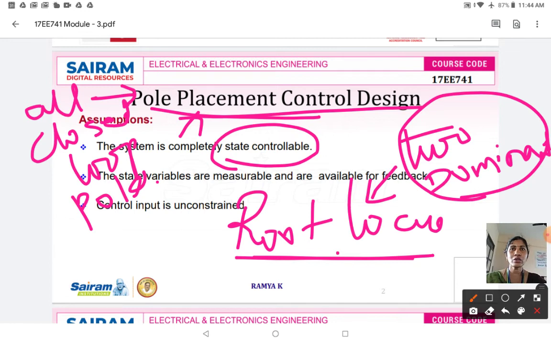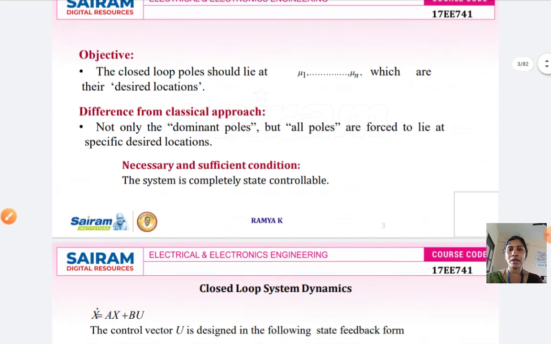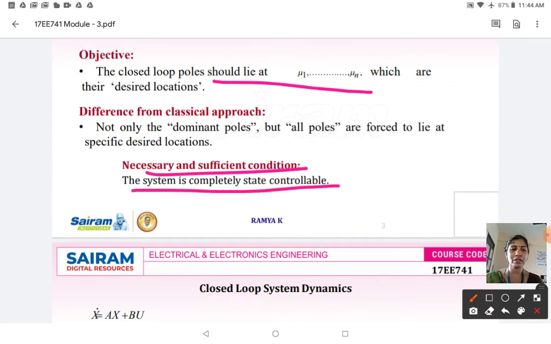And also there is a cost associated with placing your closed loop poles, because placing all the closed loop poles requires measurement and feedback of all the state variables of the system. Therefore, the cost is also important. Next, the closed loop poles should lie at mu1, mu2, mu3, and it goes on till mu n, the desired locations. And the necessary and sufficient condition for placing the poles is that the system is completely state controllable.